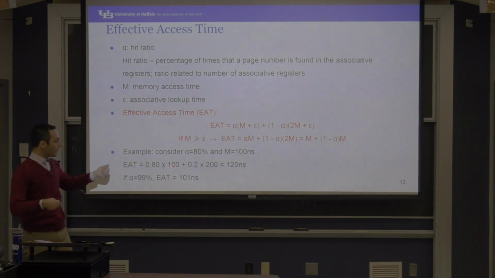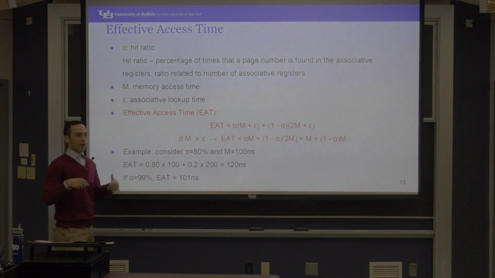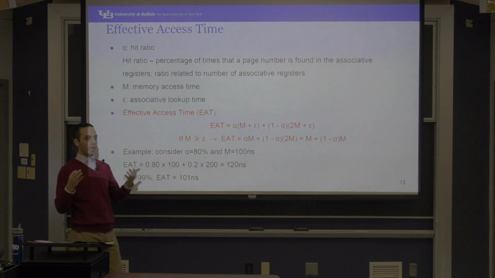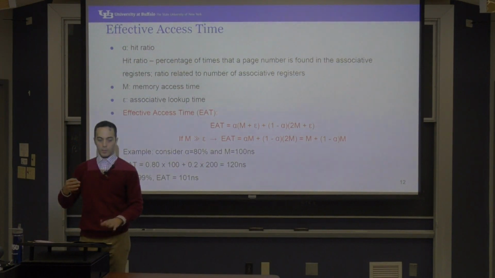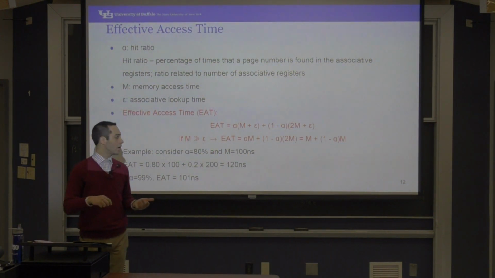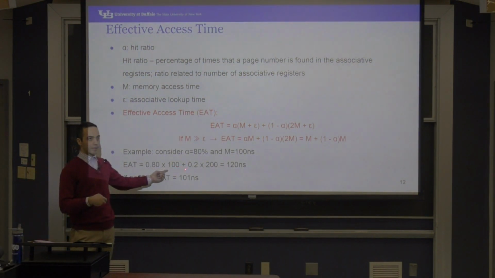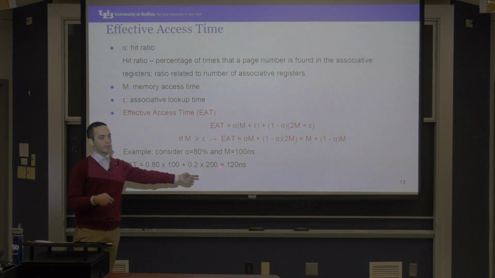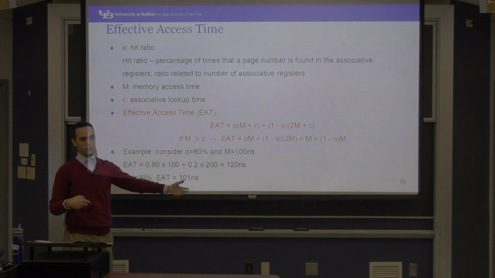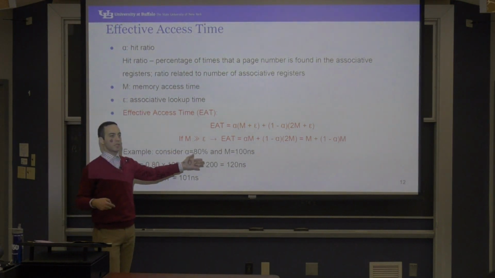As an example, if we have a cache that, depending on the size of the cache, algorithm, whatever, overall has an 80% hit rate, that means 80% of the time, the pages that we want to access are already in the TLB. 20% of the time, they're not. And let's say a memory access time is 100 nanoseconds, right? So the effective time would be: 80% of the time, we have only 1 memory access, and 20% of the time, we have 2 memory accesses. So 120 nanoseconds, right?